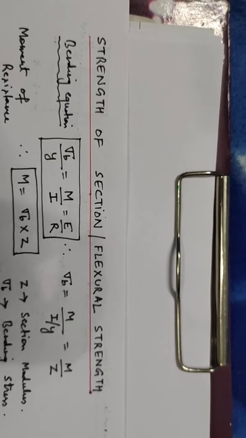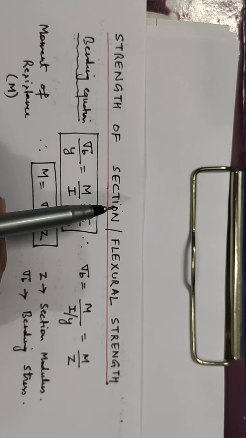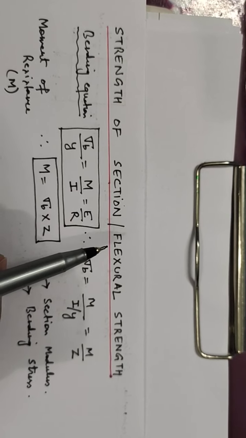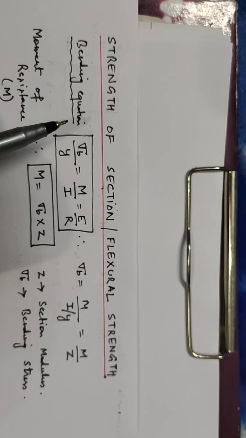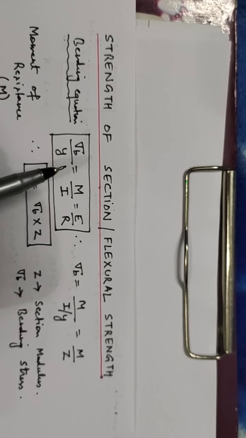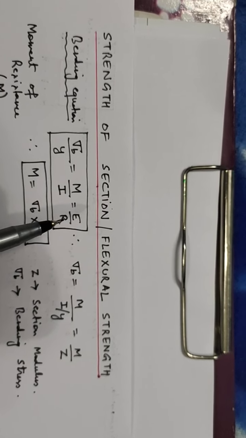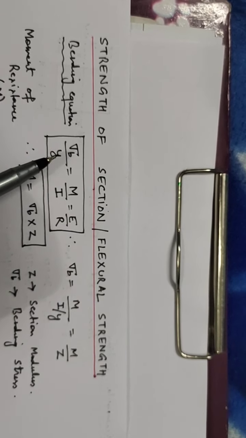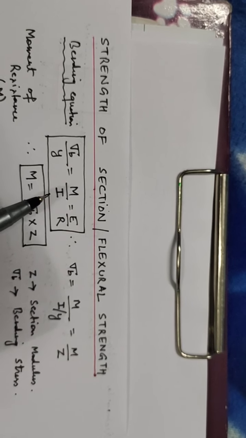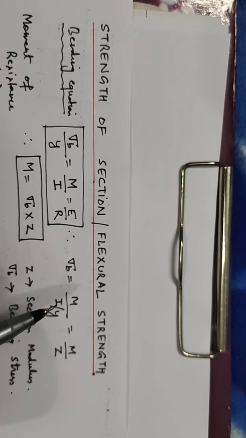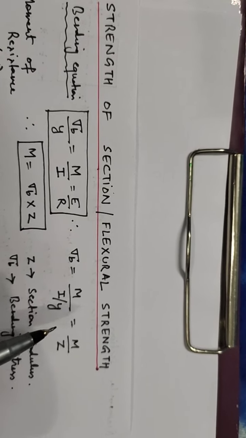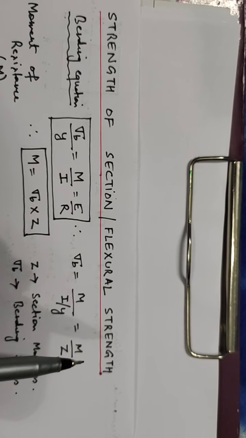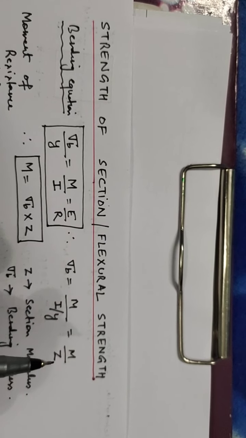So today we will study the strength of the beam section, or the flexural strength of the various sections. In the last videos we derived the bending equation: sigma b upon y equals M by I equals E by R. We know that bending stress sigma b is equal to, taking y this side, M upon I by y, that is M by Z, where Z is said to be your section modulus. That is, the moment of resistance will be equal to sigma b into Z.